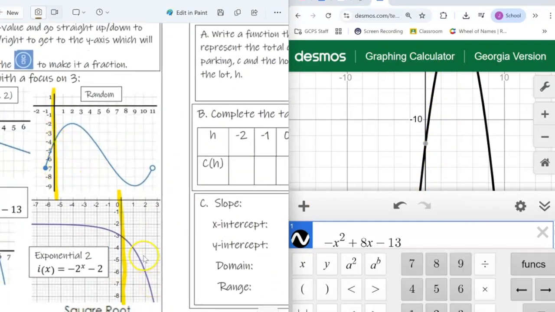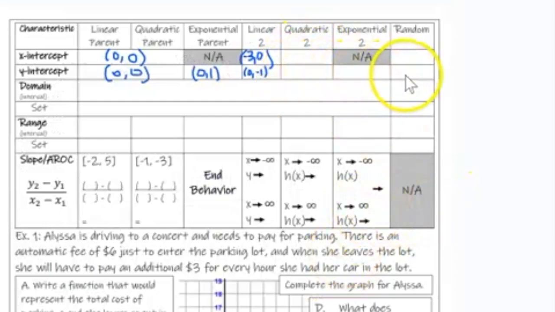The other two, you can see it. Okay, so I want you to fill this in. Let's practice.